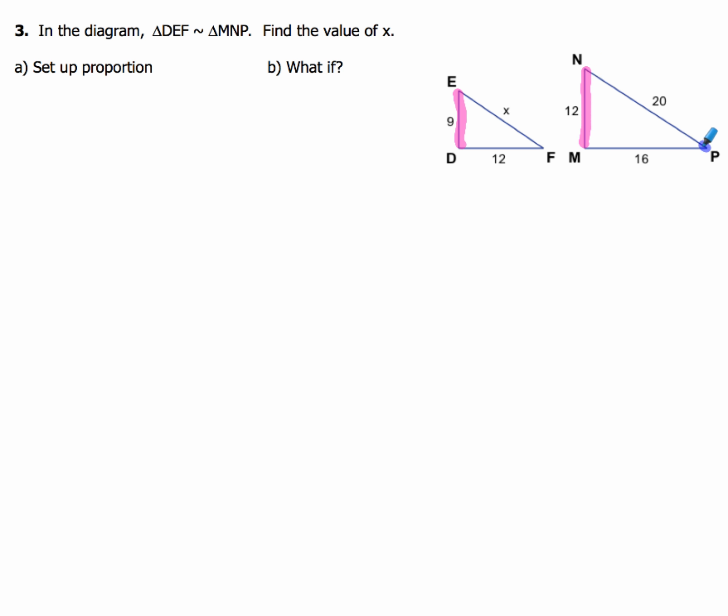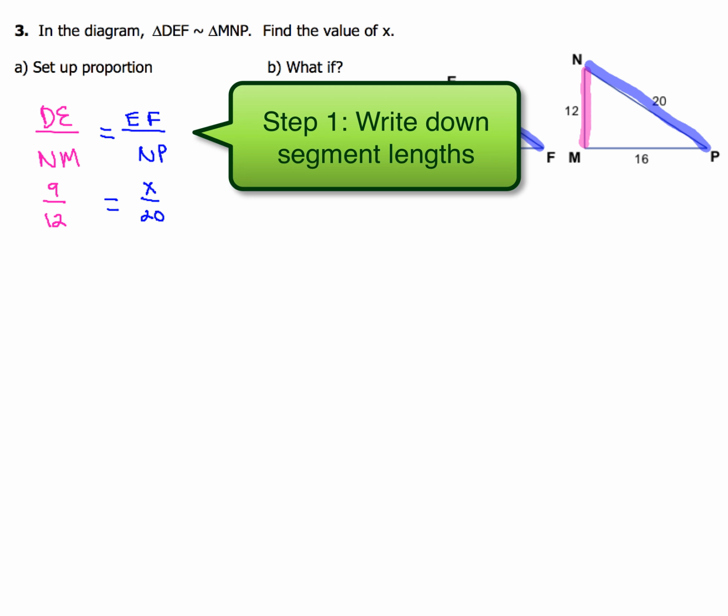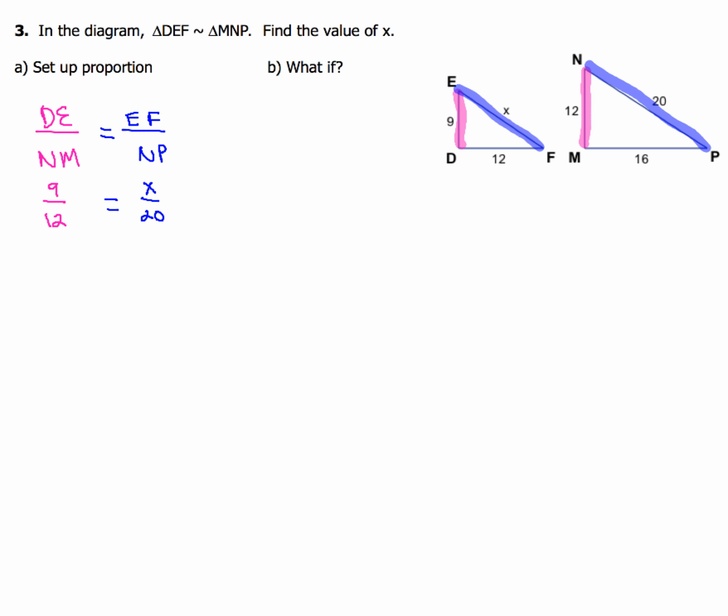and then the other side that we'll look at will be the NP side, because that's going to be the same location as the EF side. So I'm going to set up a proportion using those 4 segments, and your proportion is going to look like this. So when you set up your proportion, make sure the first thing that you do is write down the segment lengths. Don't just jump right into the second step where you're substituting in your numbers and your variables. Make sure that you write out the first step, because that's what's really going to help you see where things are and how they're lined up.